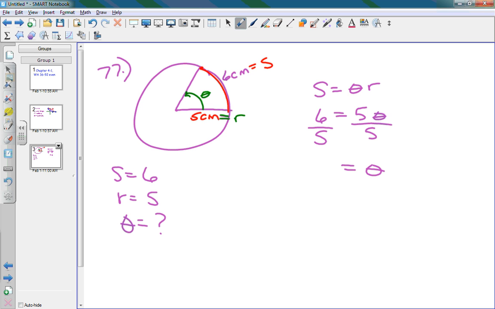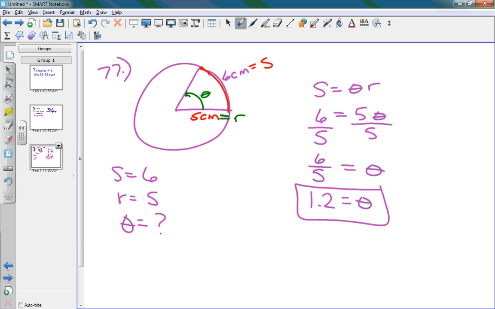Now, here's the problem. 6 over 5 is correct, but because we want it to be in radian measurements, we want an actual measurement in decimal units. 1.2 is equal to theta. 1/5 is the same thing as 2/10. Should we all understand that, yes or no?